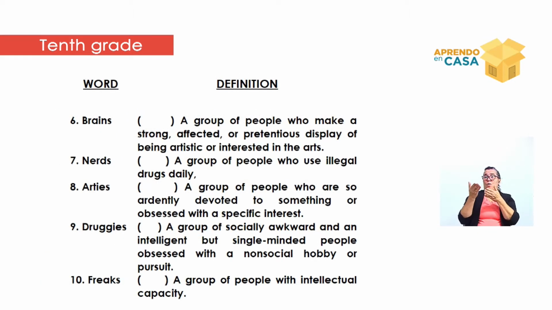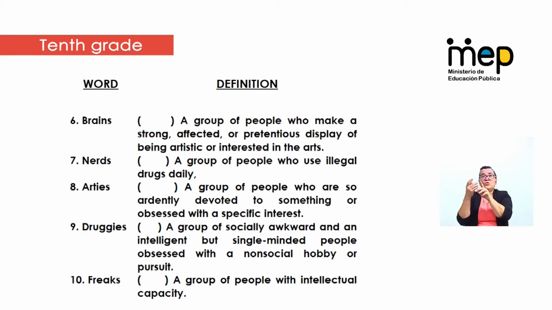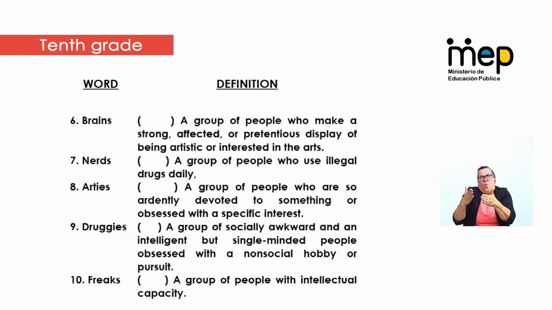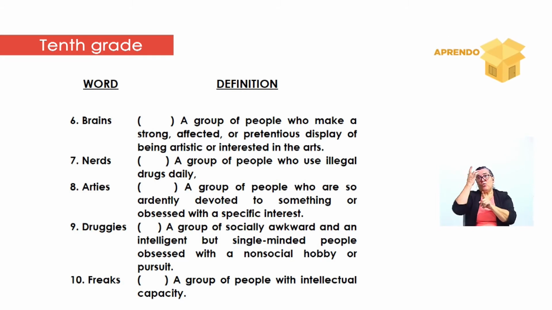Here we have number 1, a group of people who make a strong, affected, or pretentious display of being artistic or interested in the arts. Number 2, a group of people who use illegal drugs daily. A group of people who are so ardently devoted to something or obsessed with a specific interest. A group of socially awkward and unintelligent but single-minded people obsessed with a non-social hobby or pursuit. And a group of people with intellectual capacity.